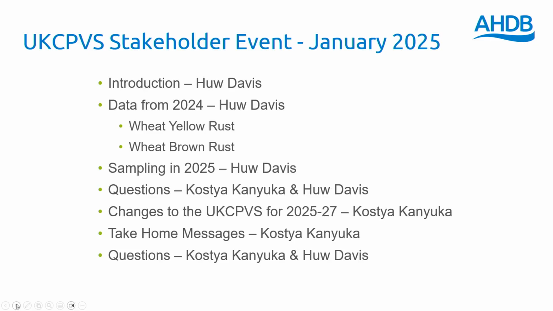So start off with a bit of an introduction, which some of you may already know about, but I'm just going to go over for those who don't. And then we'll talk about the wheat yellow rust and brown rust results, a bit about the sampling, and then sort of how the UKCPVS is going to change from 2025 up until 27.